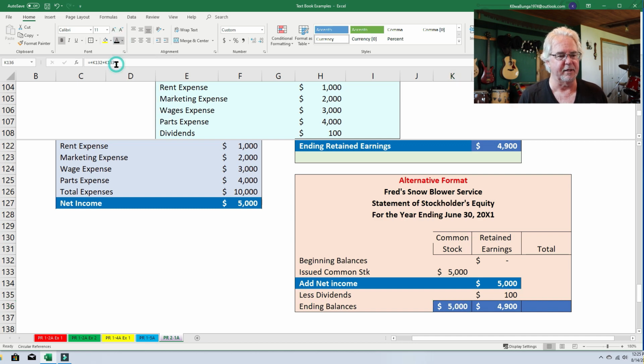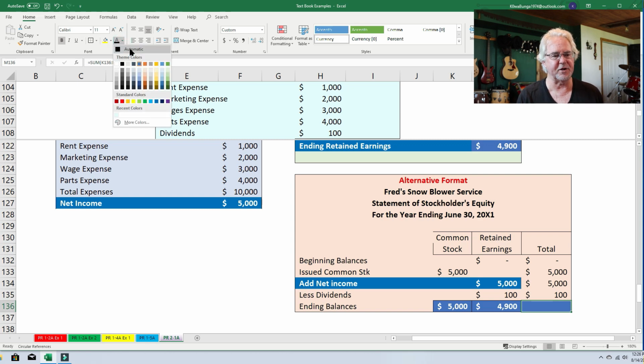$5,000. There you go. Now, if you thought those two columns were easy, the total's even easier. All we're going to do is add up horizontally. Just always add horizontally and you'll do it. 5,000 plus 0 is 5,000. 0 plus 100 is, and just add across here. 5,000 plus 4,900 is 9,900. So there you go.